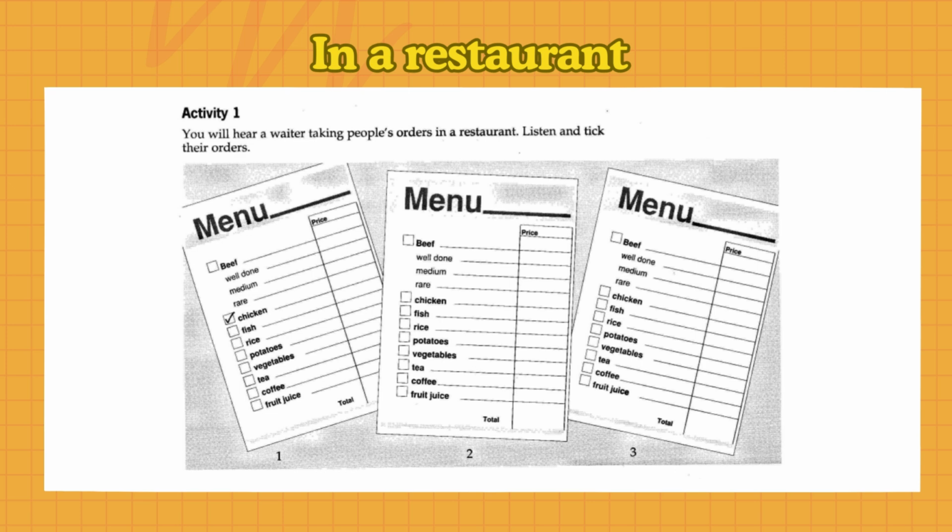1. Have you decided on your order? Yes, I'll have the chicken, please. And would you like rice or potatoes with that? Potatoes, please. Would you like vegetables as well? I don't think so, thanks. And what would you like to drink? I'll have orange juice, please.